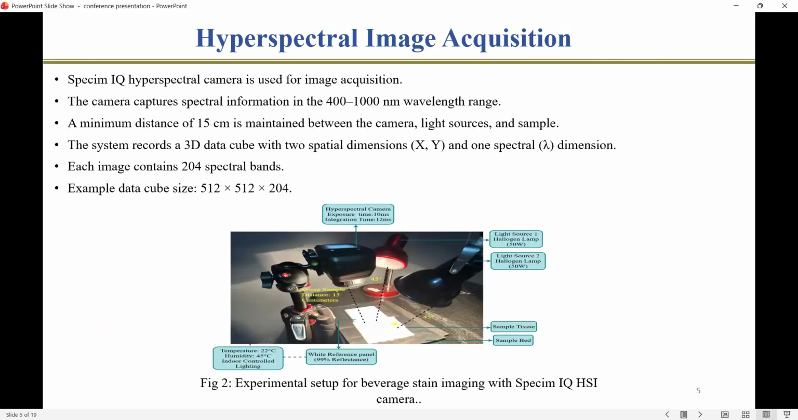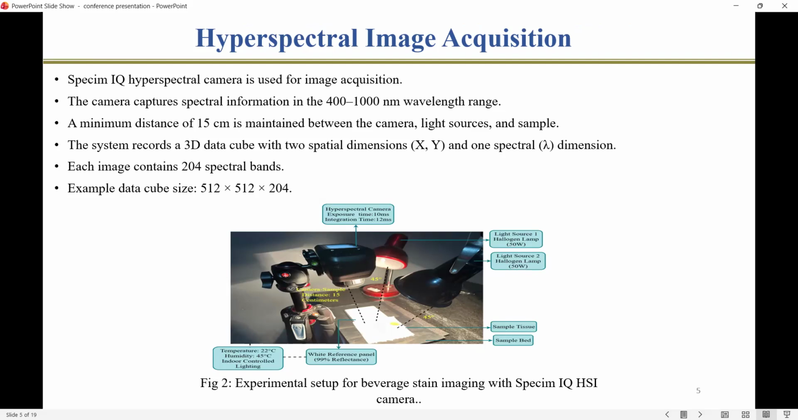Next, I'll talk about hyperspectral image acquisition, how we capture the image. We used the Specim IQ hyperspectral camera for our research. The camera captures spectral information between 400 nanometers and 1000 nanometers wavelengths, and the minimum distance between the camera and the light source should be 15 centimeters. It could be more than 15 centimeters, and between the sample also we followed the same distance.